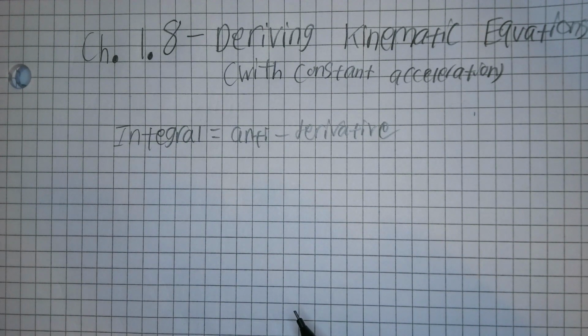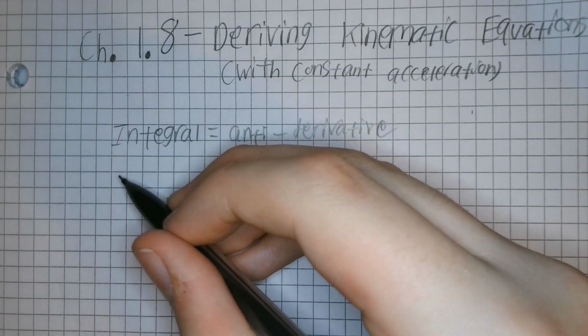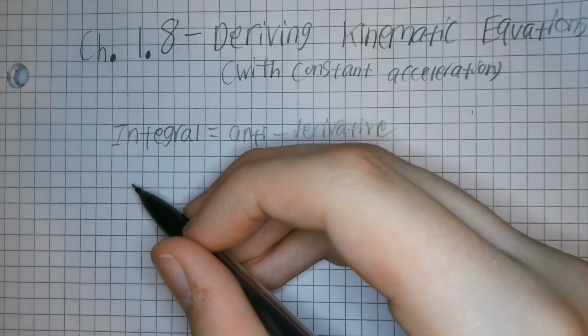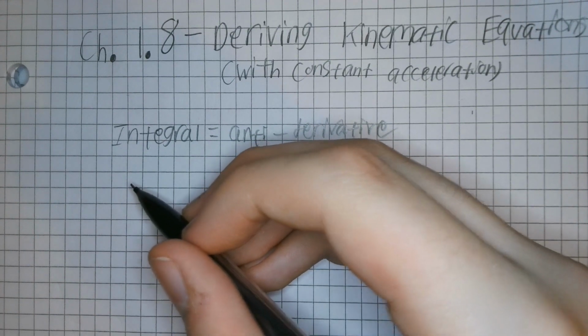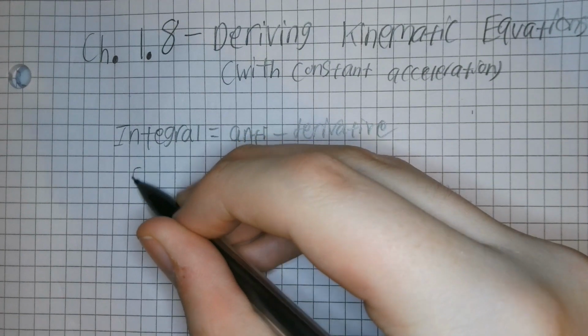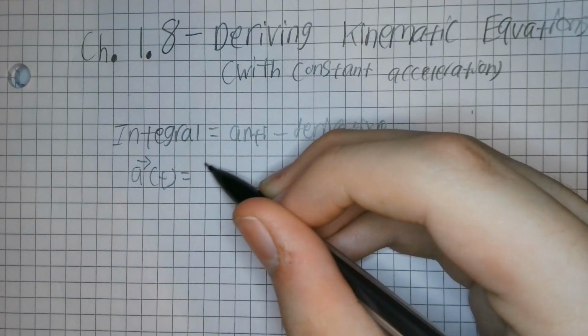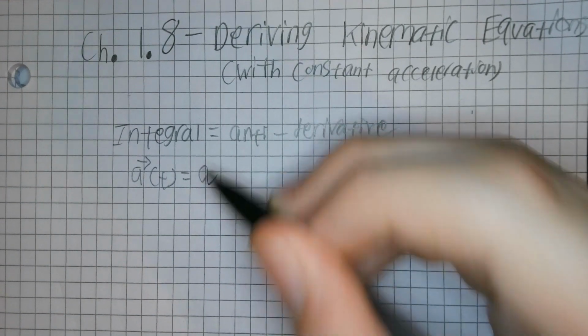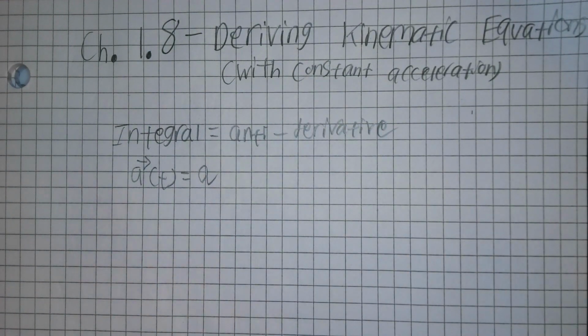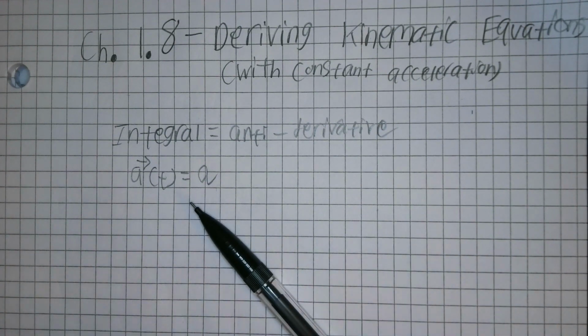So what I'm going to do is write my acceleration as a function of time. That just means that acceleration depends on time. But here we're going to see that it really doesn't. Because the acceleration is a function of time, well, acceleration is just going to be a constant. So we're just going to write a. Okay? So what we want to do is take this backwards.